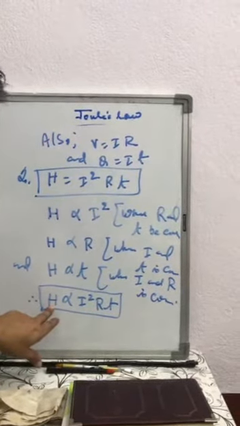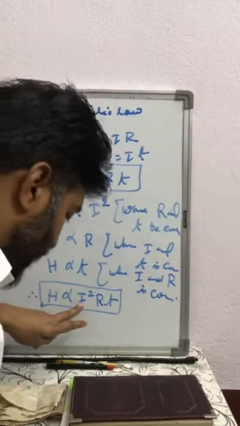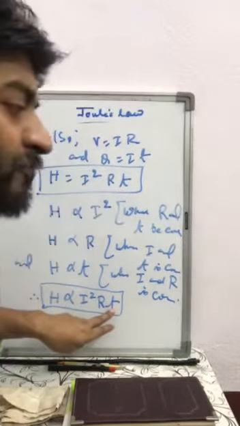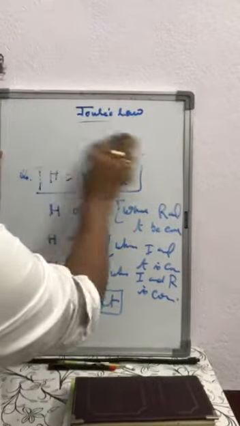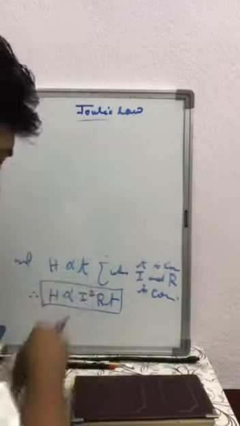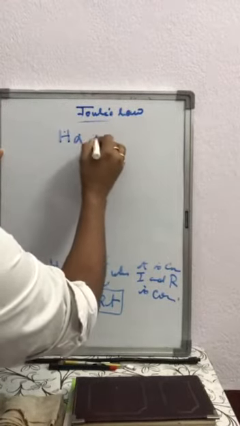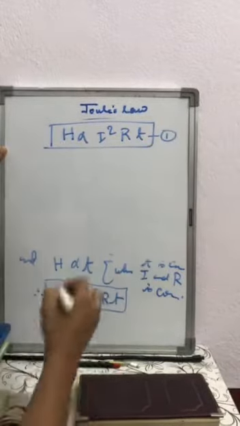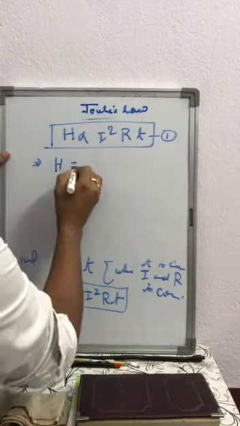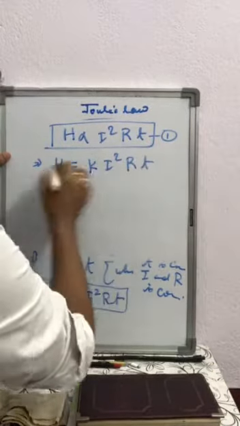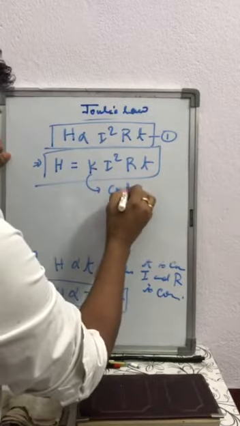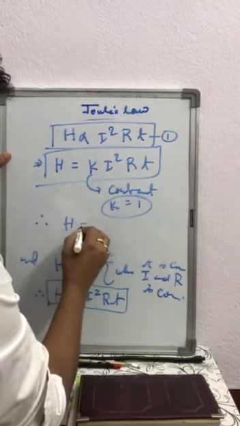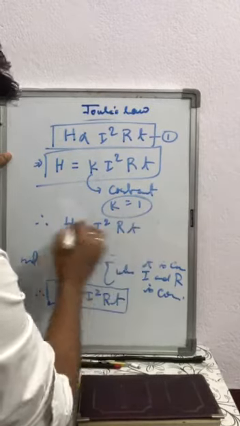That means the heat generated when current passes through a conductor is directly proportional to the square of the current, to the resistance of the conductor, and to the time for which it passes. When we replace the proportionality sign with an equal sign, we take a constant K, H equals K I square RT, and experimentally this constant is found to be equal to 1. Therefore, according to Joule's law, H is equal to I square RT.